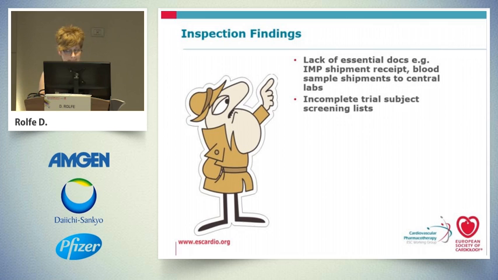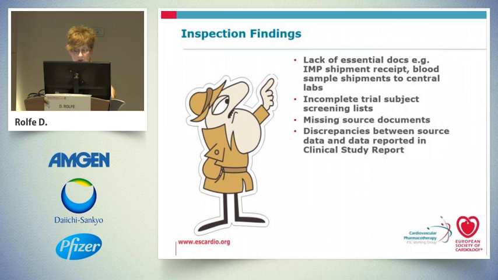Incomplete trial subject screening list. Your statistician might actually get a little bit upset about that because they can't complete the information in their consort diagram, so how many patients you've actually tried screening. Missing source documents. Discrepancies between the source data and the data reported in the clinical study report.